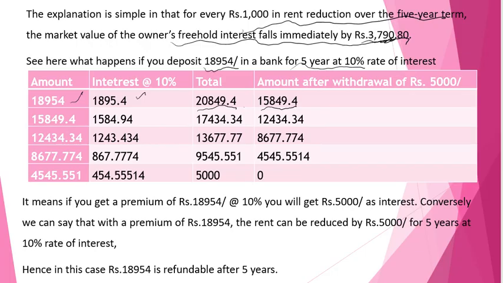15849.4. In the next year, your amount in the bank will be 15849.4. Interest at 10% will be 1584.94. Total amount in the bank will be 17434.34. You withdraw 5000, you will be left in the bank with 12434.34. Similarly, in the next year, this is the amount in the bank.